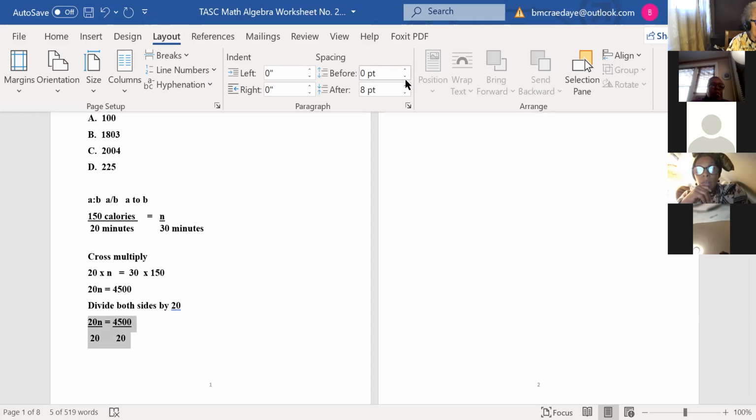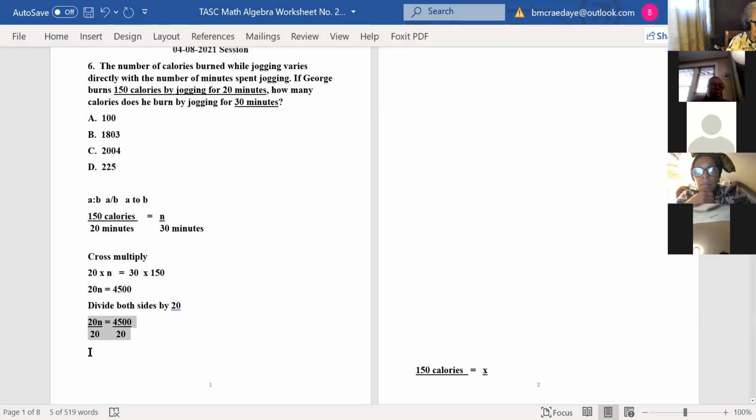What do I get on the left side? 20n divided by 20. What do I get? n, Mercedes? Just n, because 20 over 20 is 1, right? So 1n, which is just n. So let's put the small n to be consistent. And that would be equal to 4,500 divided by 20, which would be 225.